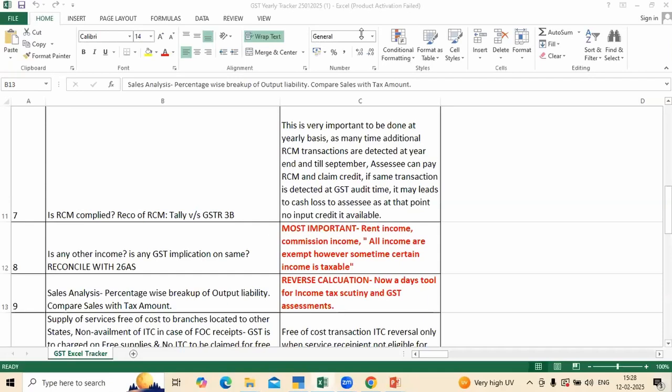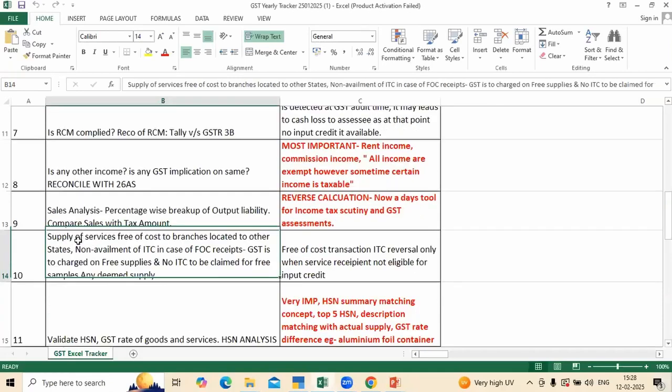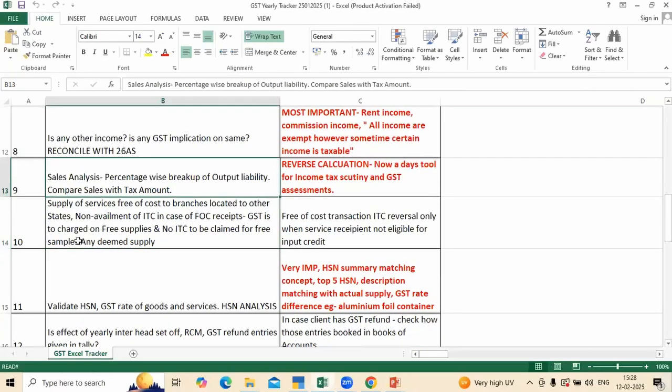Okay, done. So moving further, let's move to point number 9. Sales analysis: percentage-wise breakup of output liability. So friends, whenever we do any year-end reconciliation, there are many a time chances that the company has multiple rate products, 5%, 12%, 18%. In that case, it is necessary to compare the total output liability of tax with the relevant sales amount. And we need to compare it like a ratio analysis.